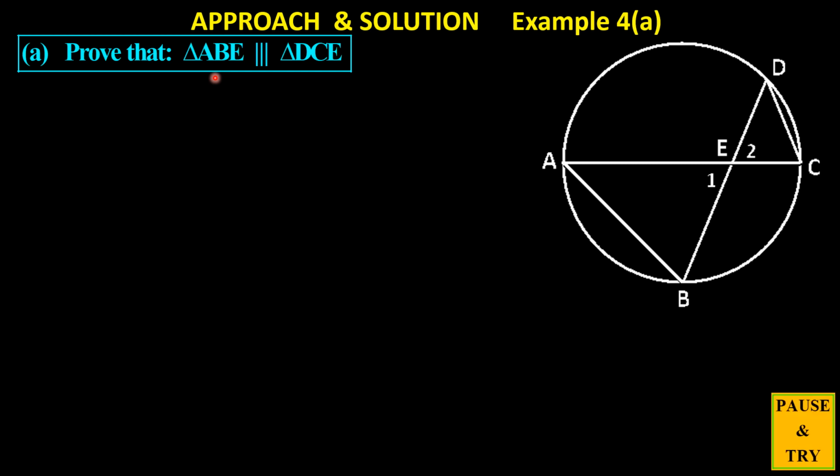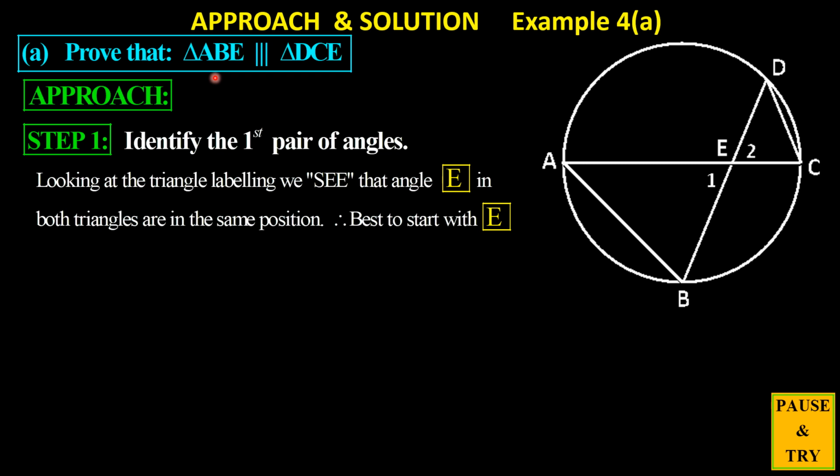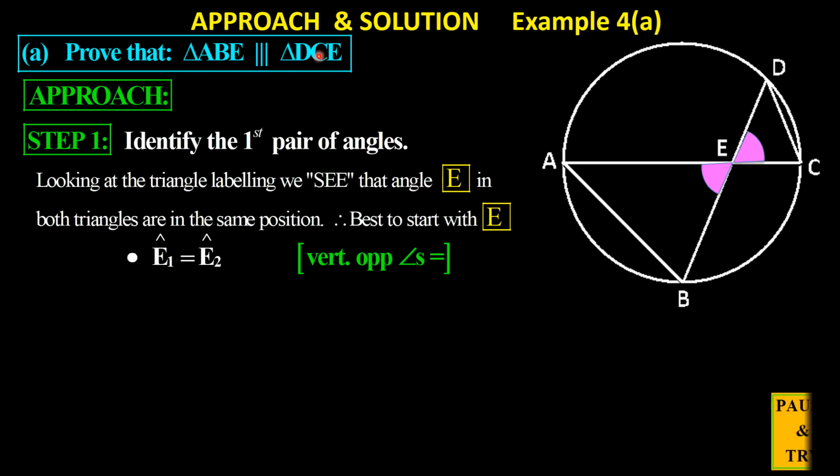We notice that the first pair of angles we can start off with is E, because there's an E and an E. So let's start with the E. What do we know about the E's? That's our first pair of angles. It's E1 and E2. And why are those two angles equal? Because they are vertically opposite.